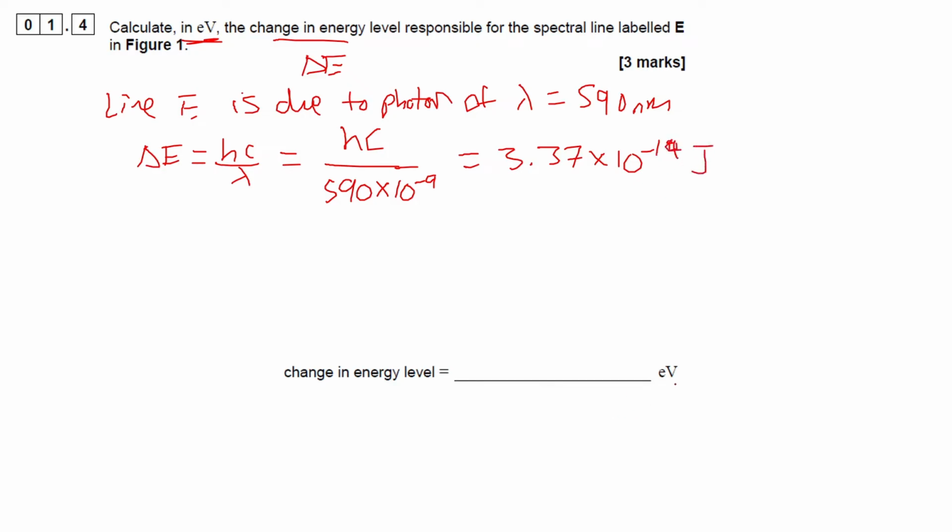So we want the answer in electron volts, so you should know the conversion. So convert to eV means we take that energy and divide it by the charge of an electron, 1.6 times 10 to the minus 19, and you get 2.11 eV.